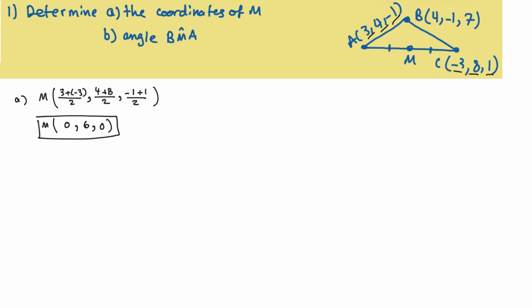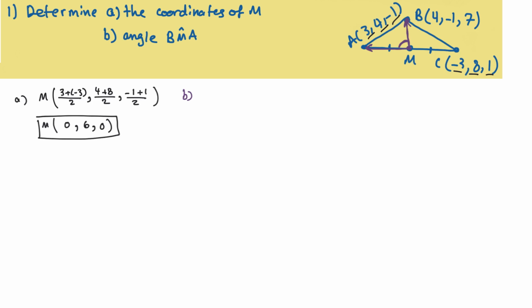For the second part of the question, we are trying to figure out the angle BMA. So I'll draw that out first. I'm going to connect B and M together. And angle BMA starts from here, goes to here, and goes to here. So we're looking at this angle over here. And if we want that angle, the best vectors to use would be MB and MA. We can take their dot product and then use the dot product to find the angle after.